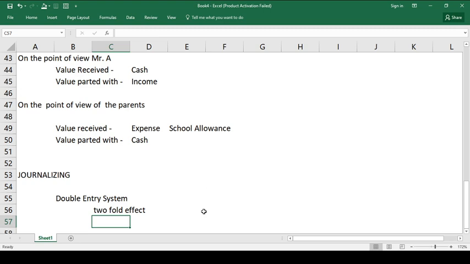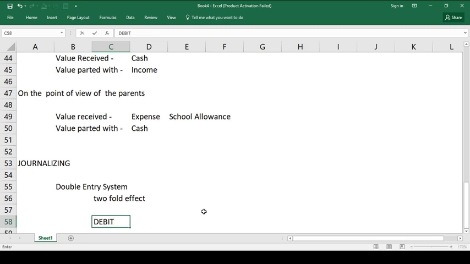Palagi may pares. Kaya nga, double entry system. There is a twofold effect. That is the philosophy of a double entry system. We always consider that at every transaction that we are analyzing, there is a twofold effect. And what is the twofold effect? Going back to the analysis that we have, and that is the debit and the credit.